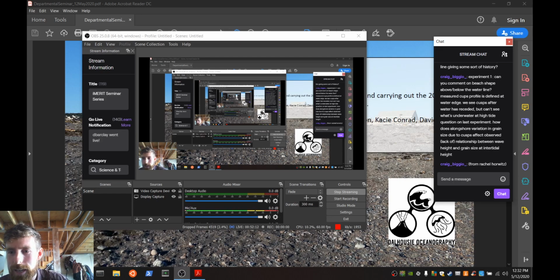Okay, Rachel has asked if I can comment on the beach shape above and below the waterline. The measured cusp profile is defined at the water's edge, which is true. And we see the cusps after the water has receded, but we can't see what's underwater at high tide. So how does a longshore variation in grain size due to cusps affect the unobserved or lack of relationship between wave height and grain size at intertidal height?